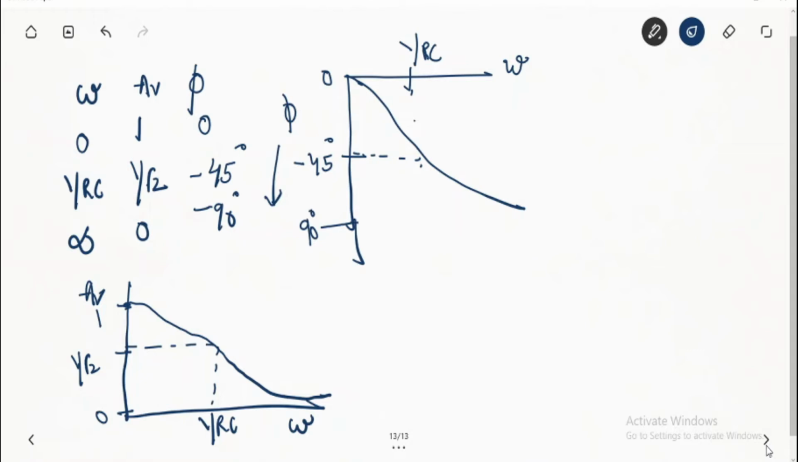Now, what else do we have to discuss in this? This is what we have discussed about the low pass filter, and we have already discussed the limitations. These are the same limitations.